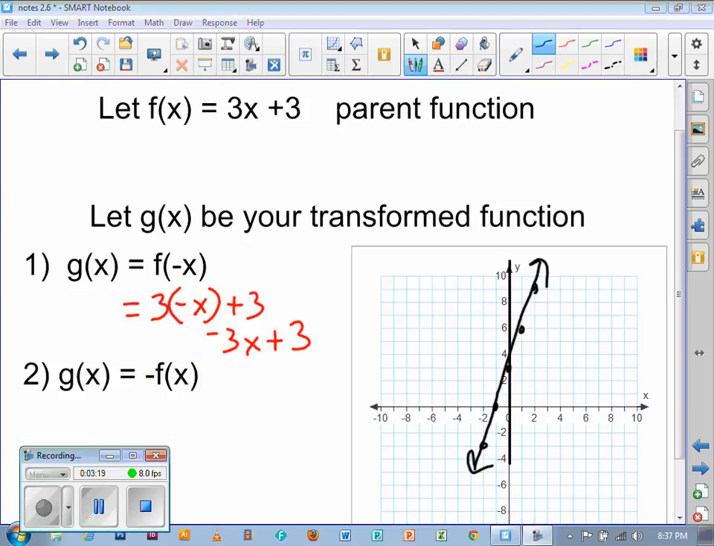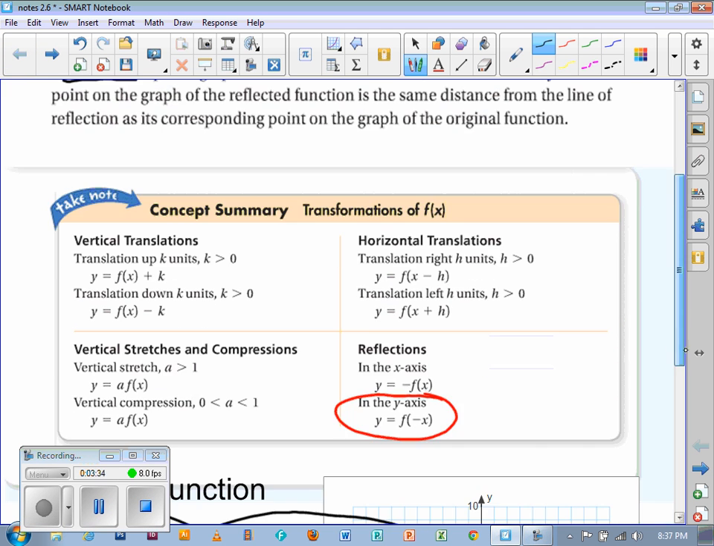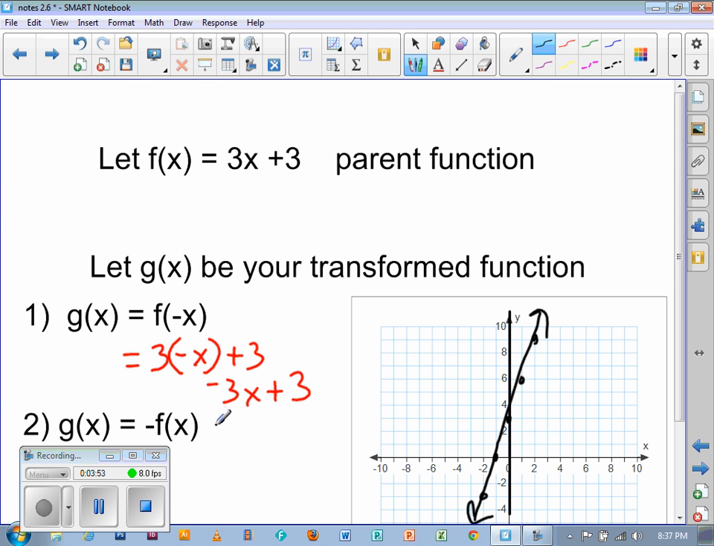Okay, now what we're going to do is apply another reflection. In this particular case, g of x is our transform function, and it's equal to negative f of x. That is just like the reflection that exists here. So if we sketch this, it should reflect our original parent function over the x-axis. So we're essentially demonstrating these two right here. So let's show you how that works. Let's show what this means when we say g of x equals negative f of x.